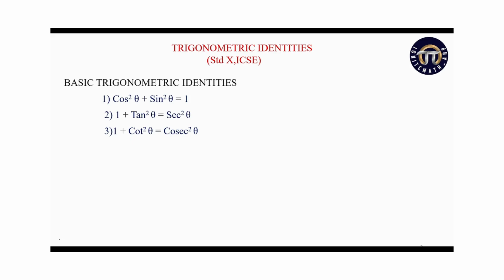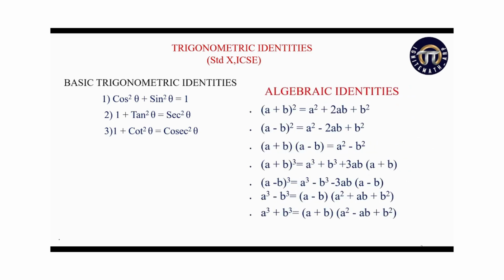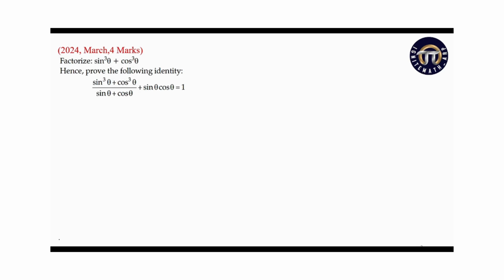Also, when we are proving the given trigonometric identities, we are using many of the algebraic identities which you have learnt in your lower classes. Out of these, some of them are most often used. Here in today's class I have brought you some of the questions which have appeared in previous exams. Here we have a question which appeared in March 2024, last year's exam. It was asked for 4 marks in section A itself.